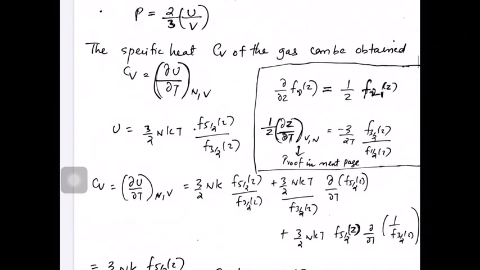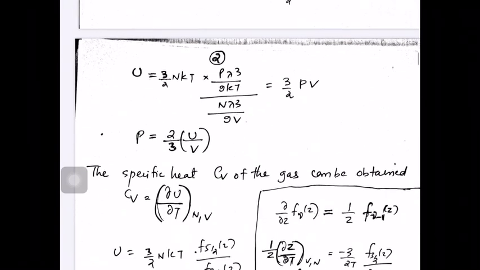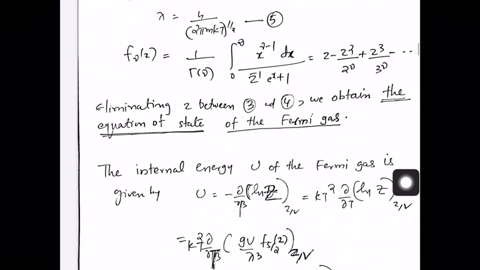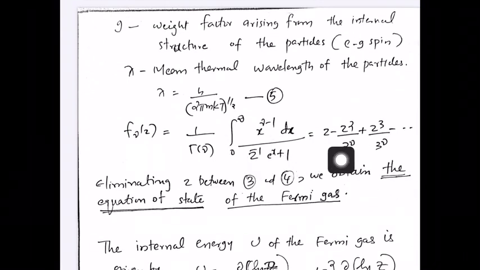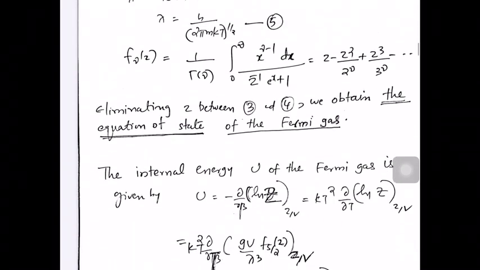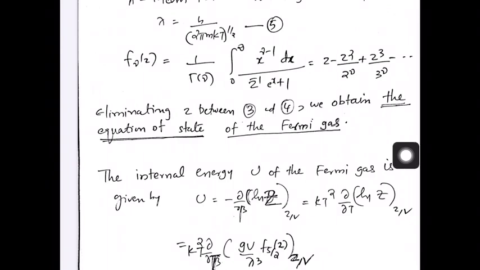We have already done the equation for the energy. The energy is given by 3/2 nkT F5/2(z) over F3/2(z), where we know F5/2(z) and F3/2(z) are the Fermi-Dirac functions. It is given by this expression. It can be represented as an integral, or it can be expressed as a series in terms of z.